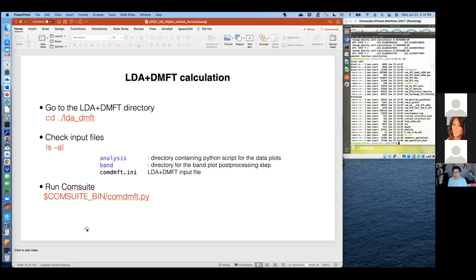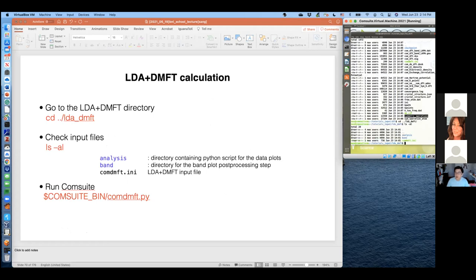Okay, then let's go into the LDA plus DMFT directory and let's run the LDA plus DMFT calculation. So what you need to do is move your directory. cd, go up, and LDA DMFT. And if you do the ls here, then you will see one input file and two subdirectories. These two subdirectories are for the visualization and the band structure post-processing. They contain the Python script and the input file for the band structure calculation. But for the DMFT self-consistent calculation, you don't need these two directories. The only thing you need is this comdmft.ini input file.